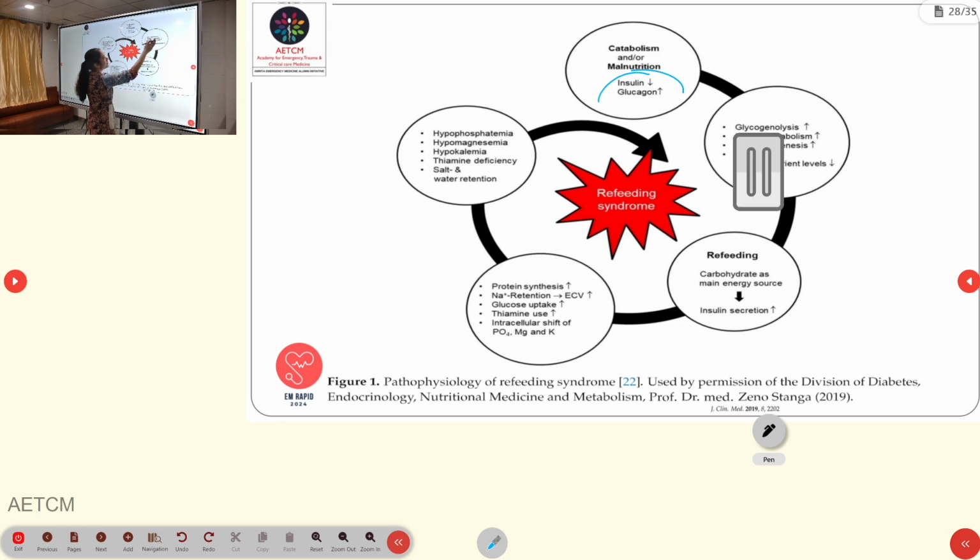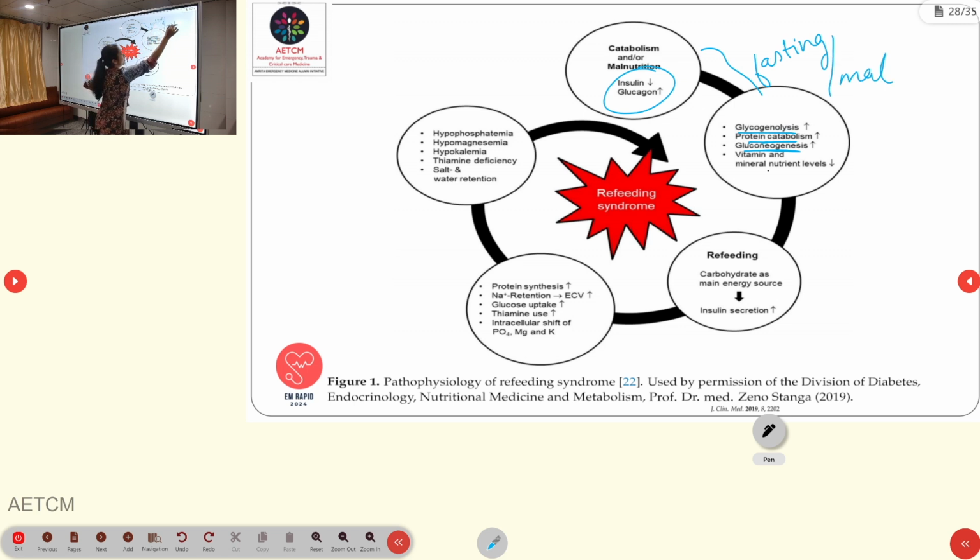These patients, before giving feed itself, will be in a catabolic phase. So what will happen is insulin will be low and glucagon will be high. So gluconeogenesis will be increased in the body, glycogenolysis will be high in the body, and protein catabolism will be high in the fasting state. This is the fasting state or the malnourished phase. And the vitamins and the micronutrient levels will be very much less.